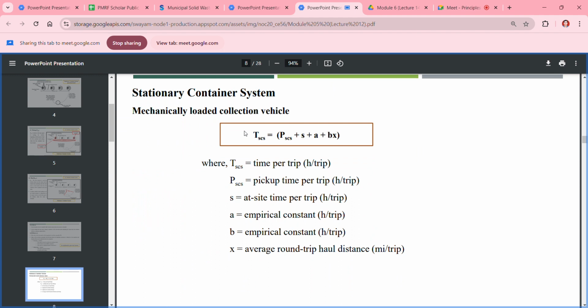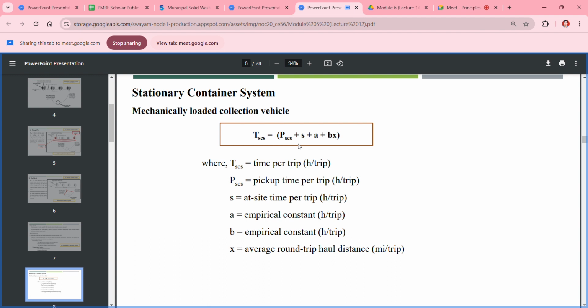Okay, so just like we had calculated the total time in the hauled container system, we will calculate the time in the stationary container system also. We are talking about a mechanically loaded collection vehicle in the stationary container system. We are not talking about a manually loaded collection vehicle.